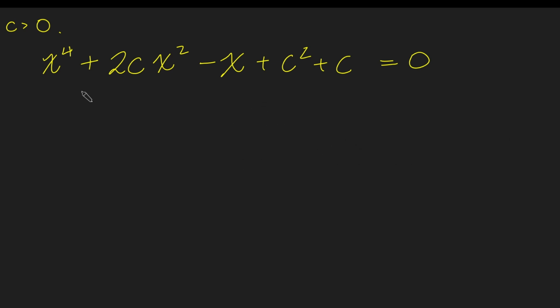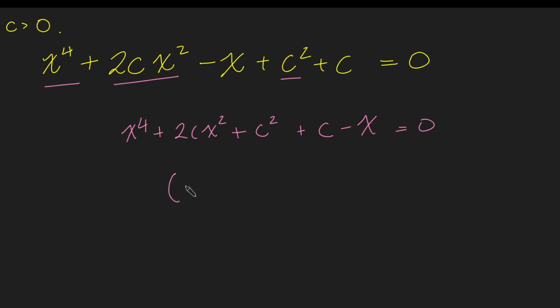So what I'm going to do is group these three terms together, x to the 4 plus 2cx squared plus c squared, and these remaining terms, c minus x, I'll keep on the end, equals 0. The reason I want to group these three together is, hopefully if you just stare at this, you can see that this is just a nice perfect square. It's x squared plus c all squared. And then if we bring this c and x to the other side, we get x minus c. So x squared plus c, all squared, equals x minus c.